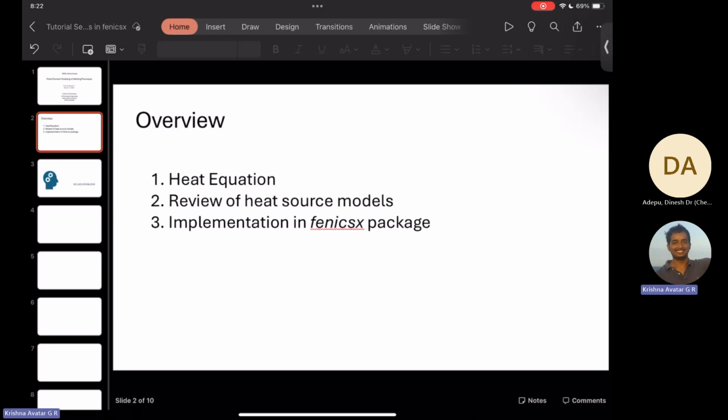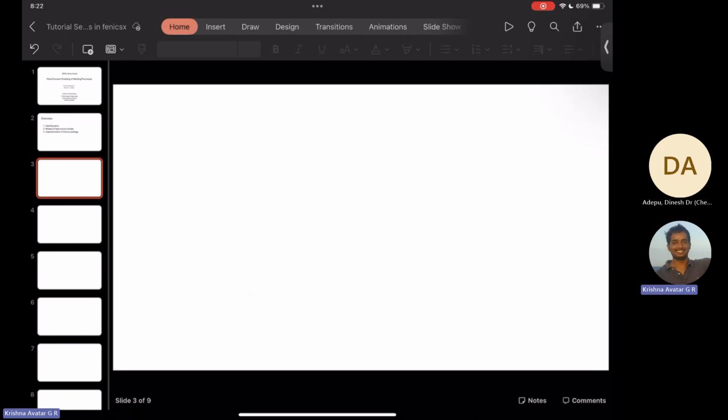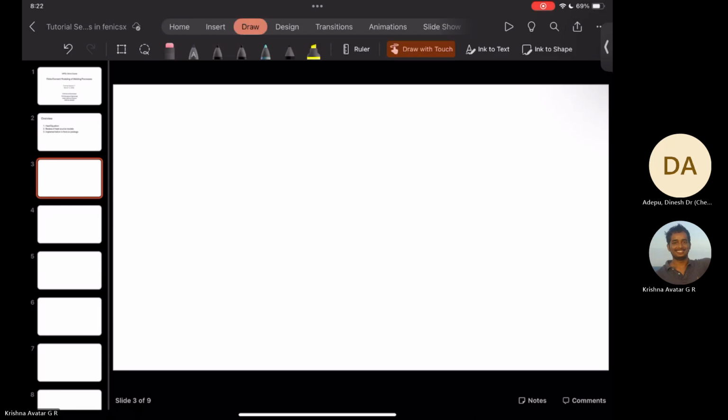So let me start writing. Let's talk about heat models. At first, let's talk about the heat equation, because that forms the crux of the modeling part that we are attempting to do in finite element modeling here. So let's start with the heat equation, and the way we are going to implement it in FEniCSx, I'll present from that perspective.